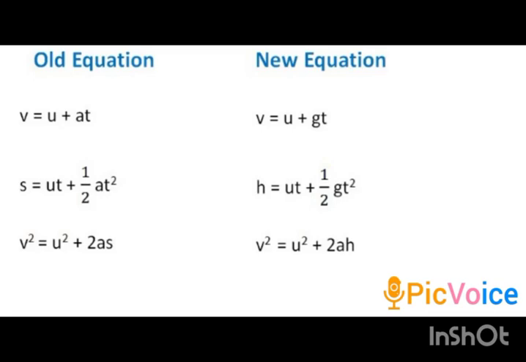The second equation of motion is s = ut + half at square. If we replace s as h, the height, and a as g, the gravitational acceleration, then our new equation under free fall is h = ut + half gt square. The third general equation of motion is v square = u square + 2as. It means that v square minus u square is equal to 2as. If we replace s as h, then our equation under free fall is v square minus u square is equal to 2gh.